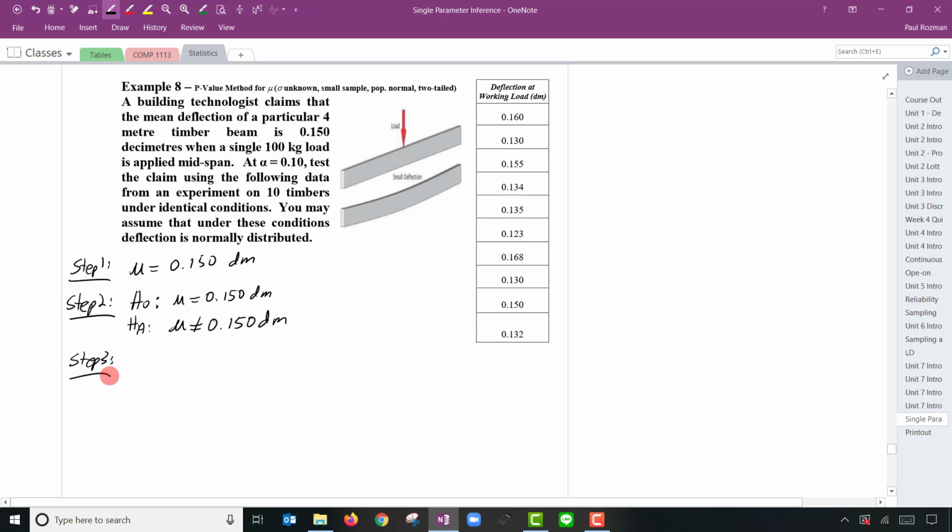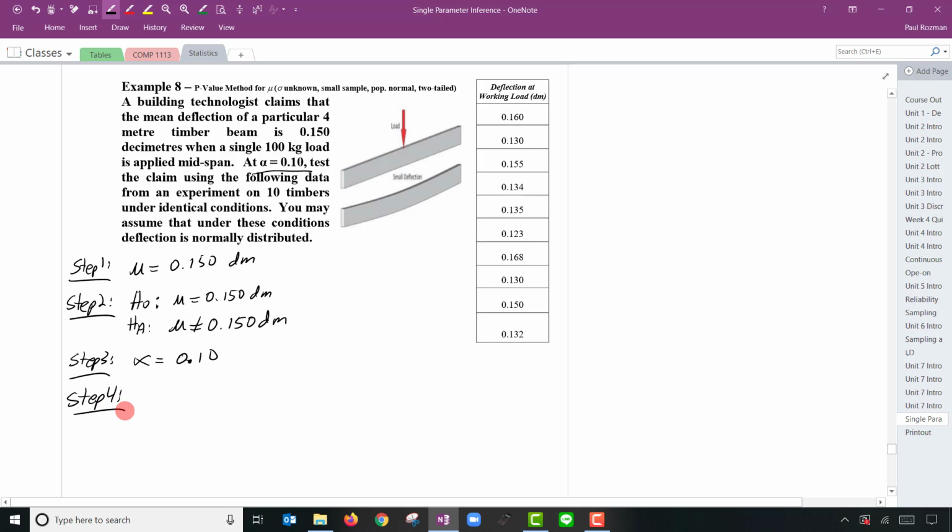Step 3, pick an alpha. Oh, look at that, I did 0.1 again. Type 1 error has a probability of 10%. There's a 10% chance I'm going to reject the null hypothesis, which in this case is the claim, even though it is true.